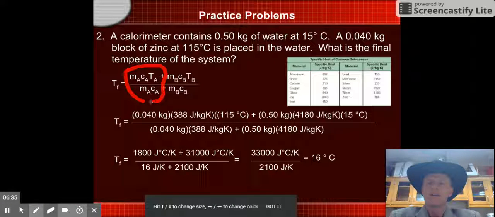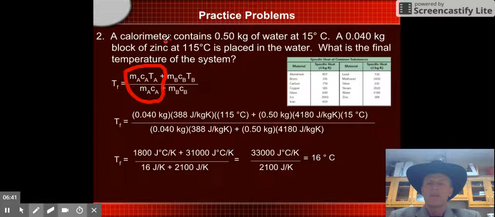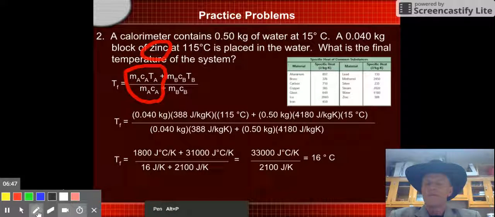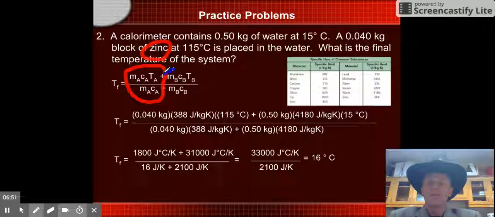Everything right there, let's say, is referring to one of the items. Let's say that is going to be the zinc. So these are the characteristics of the zinc. Let's go to a different color. How about blue? Let's go blue. Blue items right here. All these blue items are referring to the other item. So that's going to be water. So let's see if we can make sense of it.